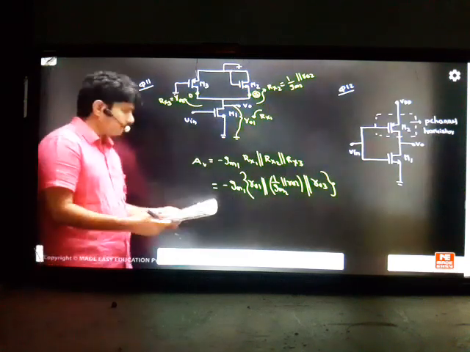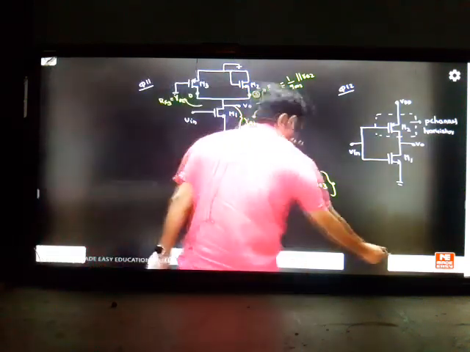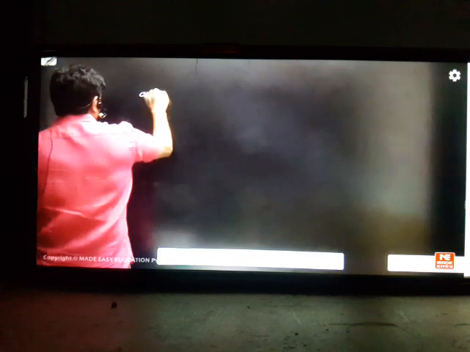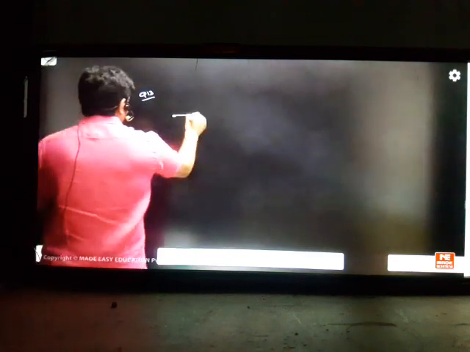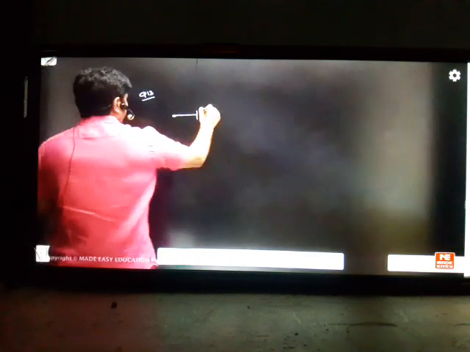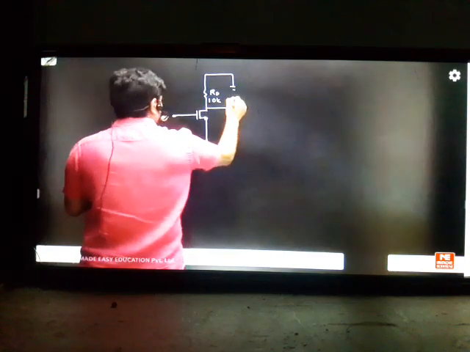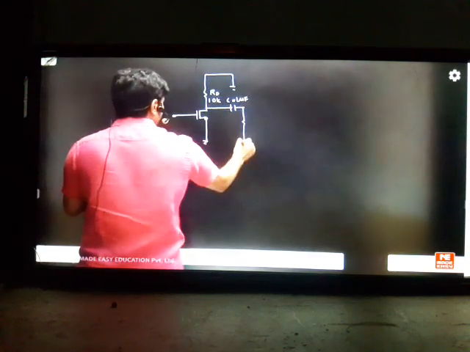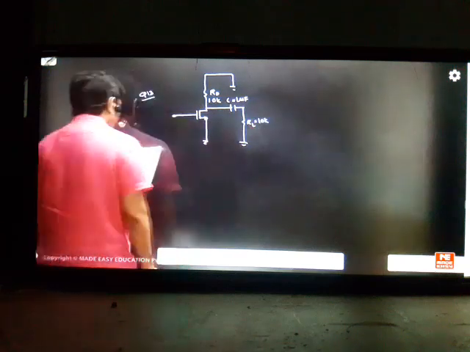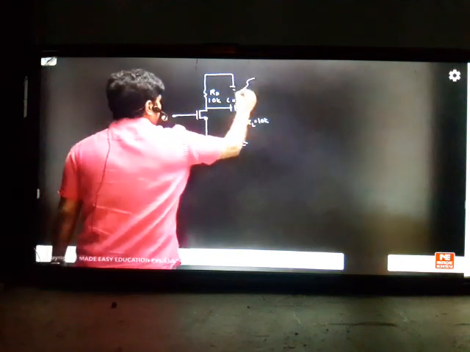So coming to the 13th question. Question number 13. He has taken here RT as 10 kilo ohms. Capacitor C is equal to 1 microfarad. Resistor RL is equal to 10 kilo ohms. He is asking you the lower cutoff frequency will be how much? He is asking FL how much?